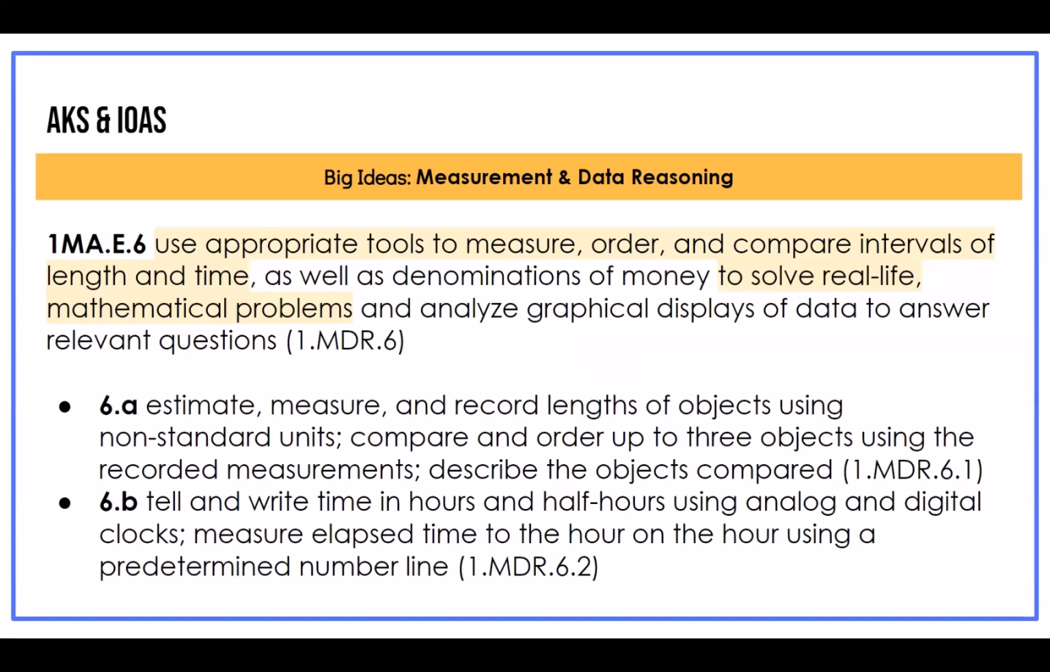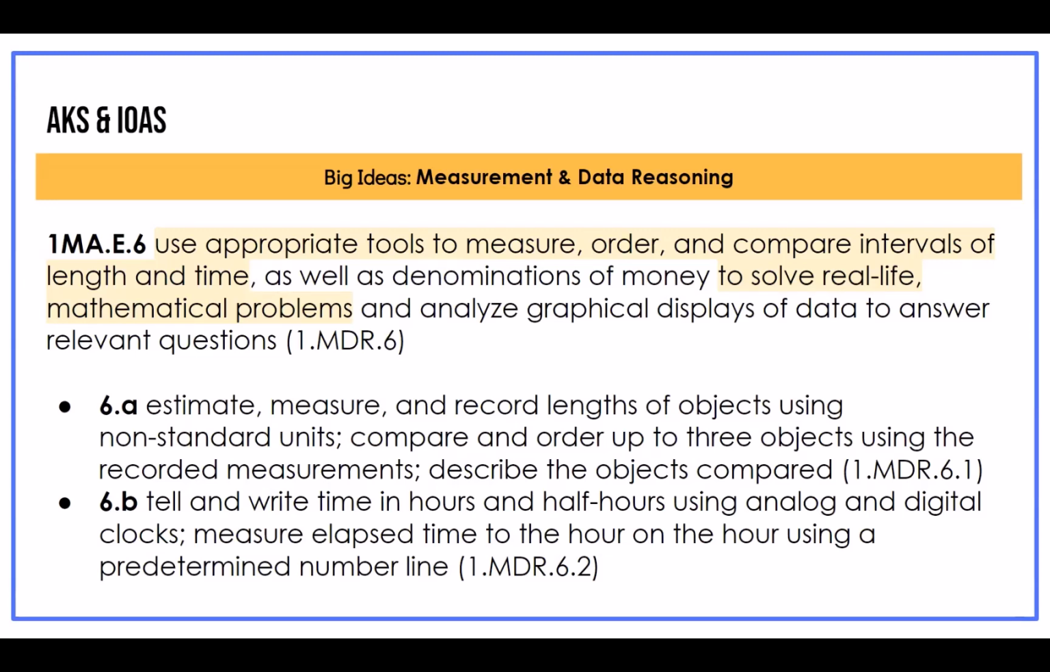Under the AKS, you will find the Indicators of Achievement, or IOAs, that we are teaching at this time. The IOAs go into further detail about the expectations for the standard. For AKS 6, we are working on the IOAs 6A and 6B.